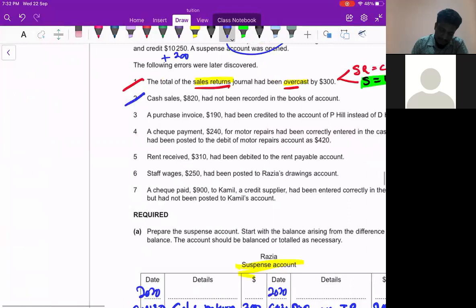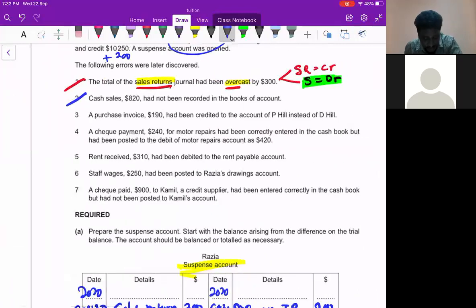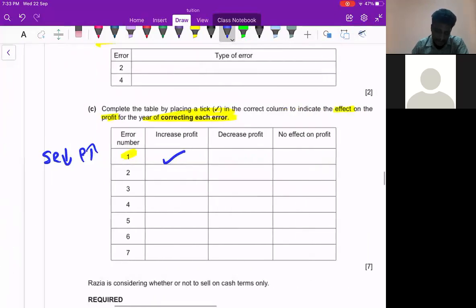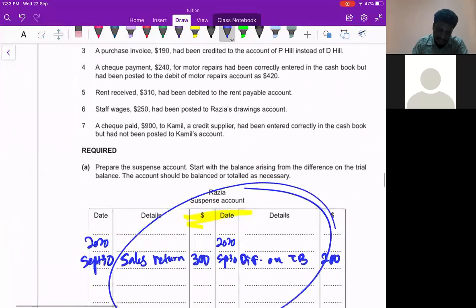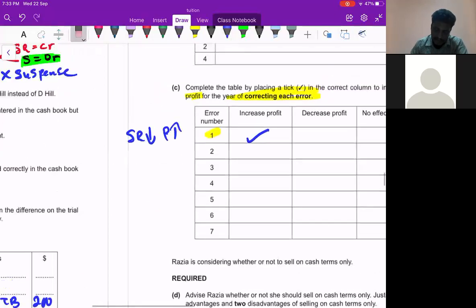Now do number 2. Cash sales 820 had not been recorded in the books, so you didn't record at all. If you didn't record at all, there is no suspense here, because debit also wrong, credit also wrong. Both sides wrong means there's no suspense here. So we straight away put in answer B. They asked me to tell what error this is.